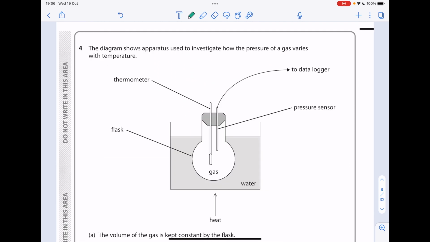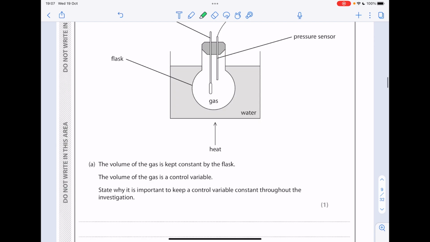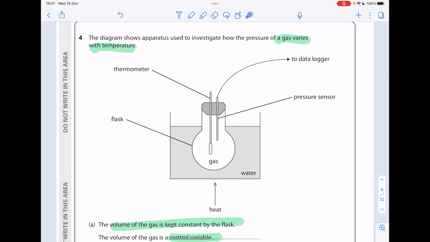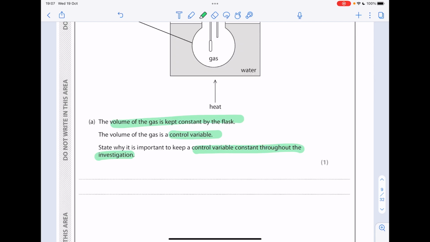The diagram shows apparatus used to investigate how the pressure of a gas varies with temperature. The volume of the gas is kept constant by the flask. The volume of gas is a control variable. State why it is important to keep a control variable constant through the investigation. Have a look. We're interested in how the pressure of the gas varies with temperature. So it's very important that we only have one independent variable, because otherwise you'd have two if you altered the volume. The easiest way really is to say to allow a fair test, which I know they don't usually like, but it is the marking point here.